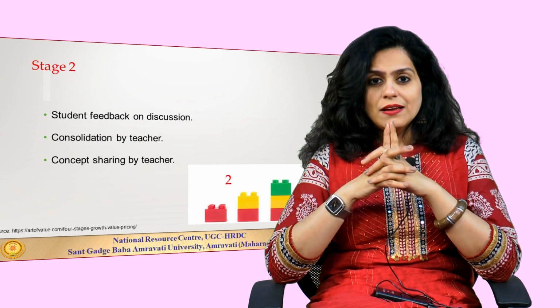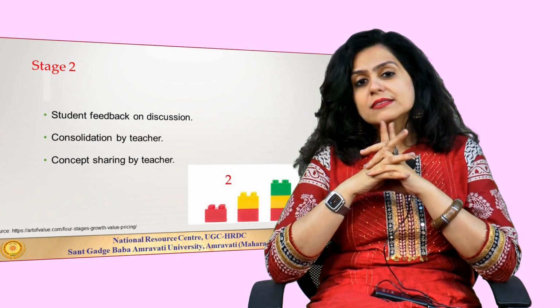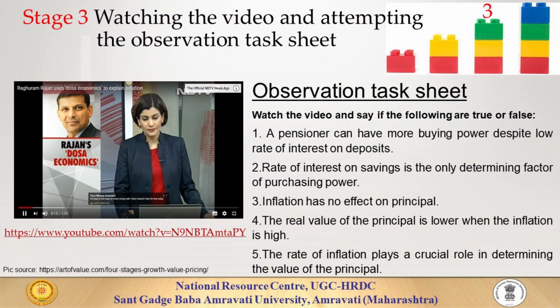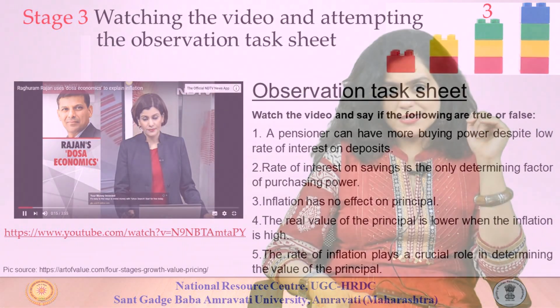Now, this that you see is a while observation task. So, we are in the 3rd stage where learners are viewing and attempting the observation task sheet. So, they are watching the video on dosa economics and they are simultaneously attempting the questions on the while observation task sheet. So, the learners watch the video and attempt the task. What does the observation task sheet say? It checks the factual or the conceptual understanding of the learners.